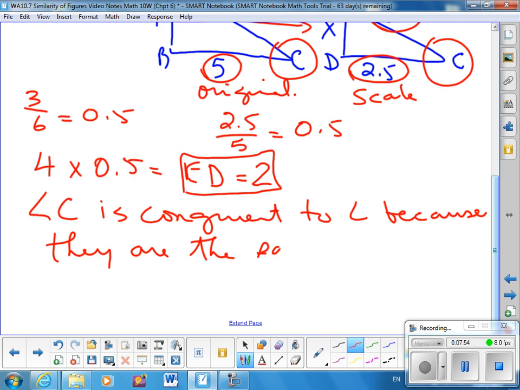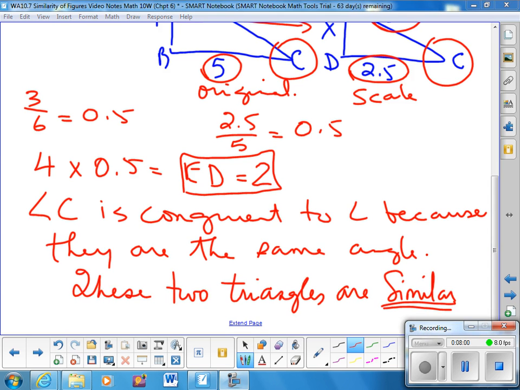So these two triangles are similar. Okay, notice that in your notes it says congruent. Please change that to the word similar. So that angles are congruent, the triangles are similar.